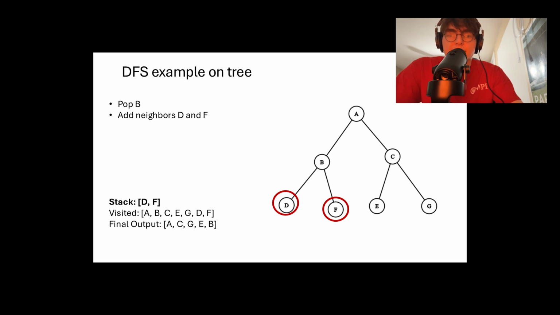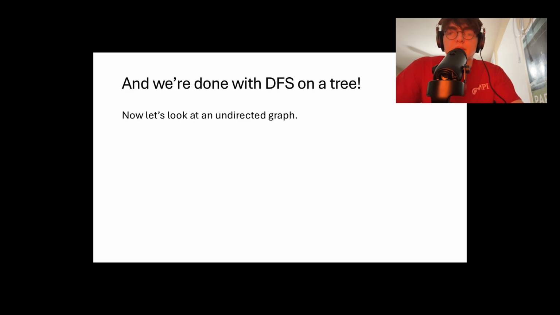And our stack is D and F. Next we pop F. And because only D is in the stack, we then pop D, and we have no new neighbors. So now we've done DFS on a tree. Let's try it on the undirected graph.